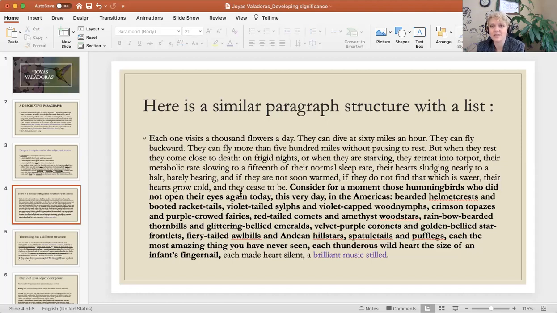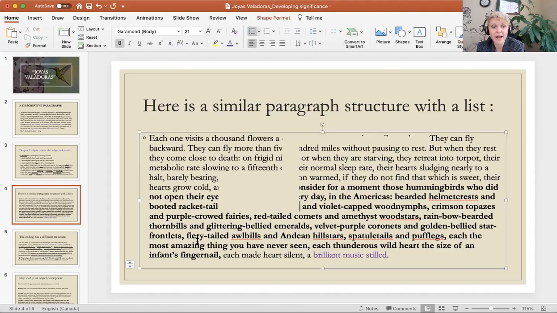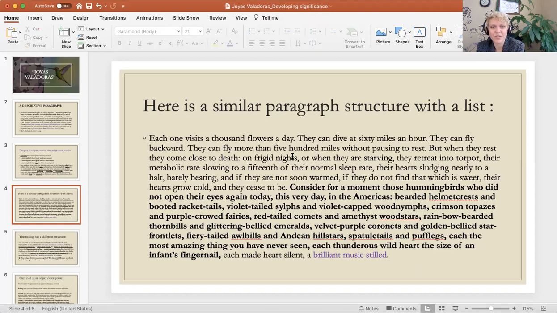So 1,000 flowers a day just to feed itself. But we are also told more information about why it is perhaps that they move so much, right? So you get, they can dive at 60 miles an hour. Wow. They can fly backwards. Very cool. They can fly more than 500 miles without pausing to rest, which I'm not sure how that compares to other flying creatures on this planet, but it sounds impressive to a human who cannot fly. So all this stuff dazzles the reader, and perhaps dazzles is an overstatement, but certainly Doyle is working hard to impress you with this description about the hummingbird.